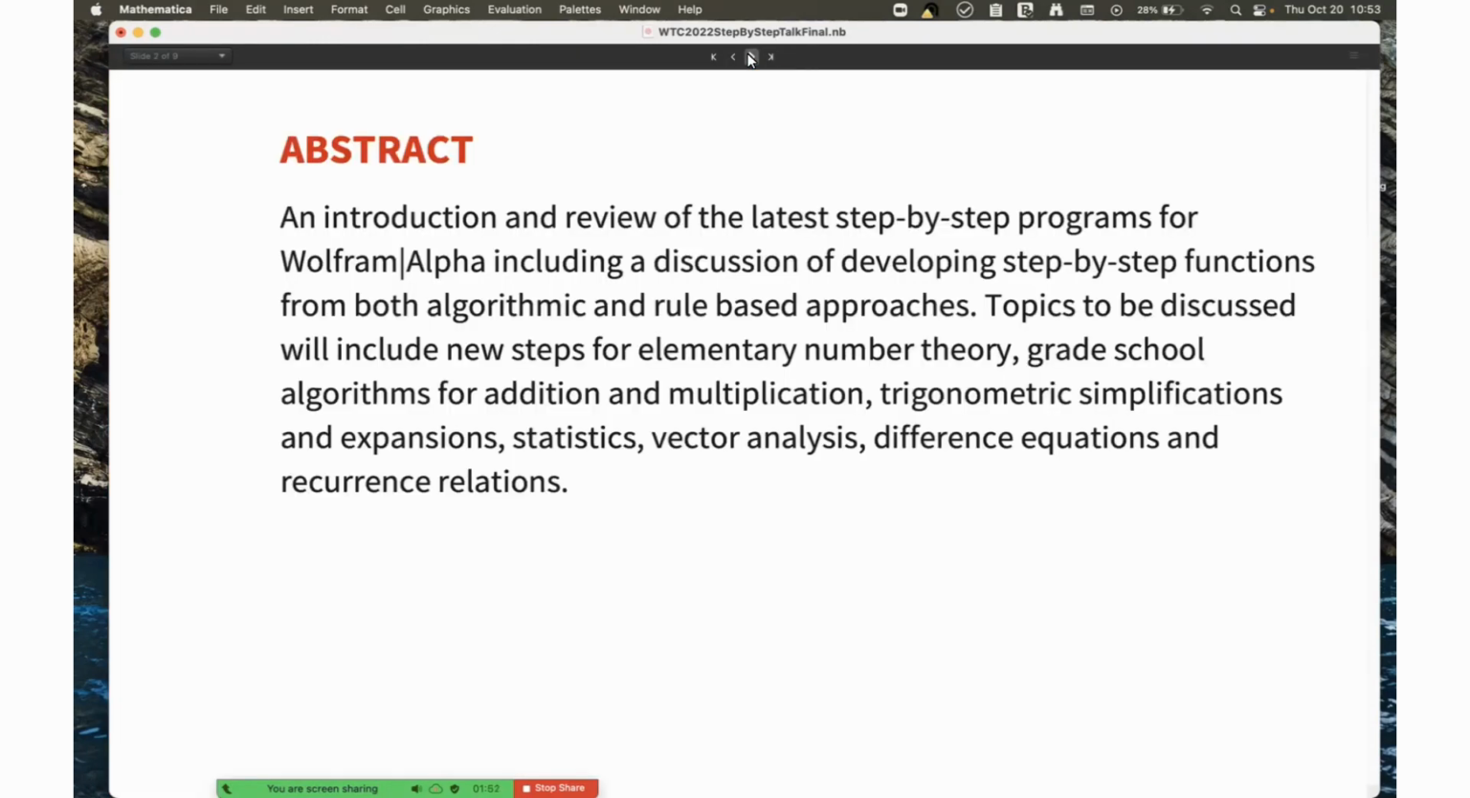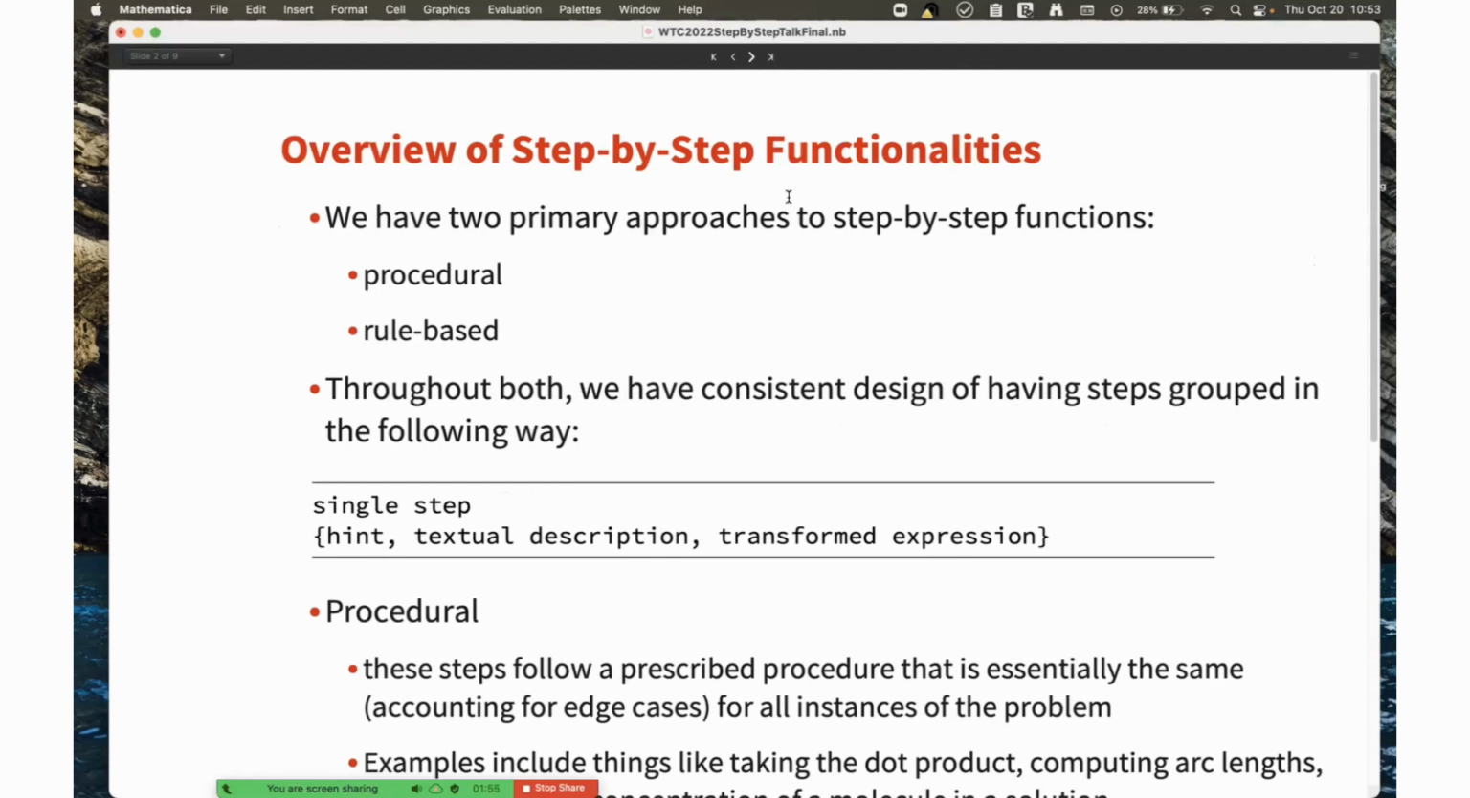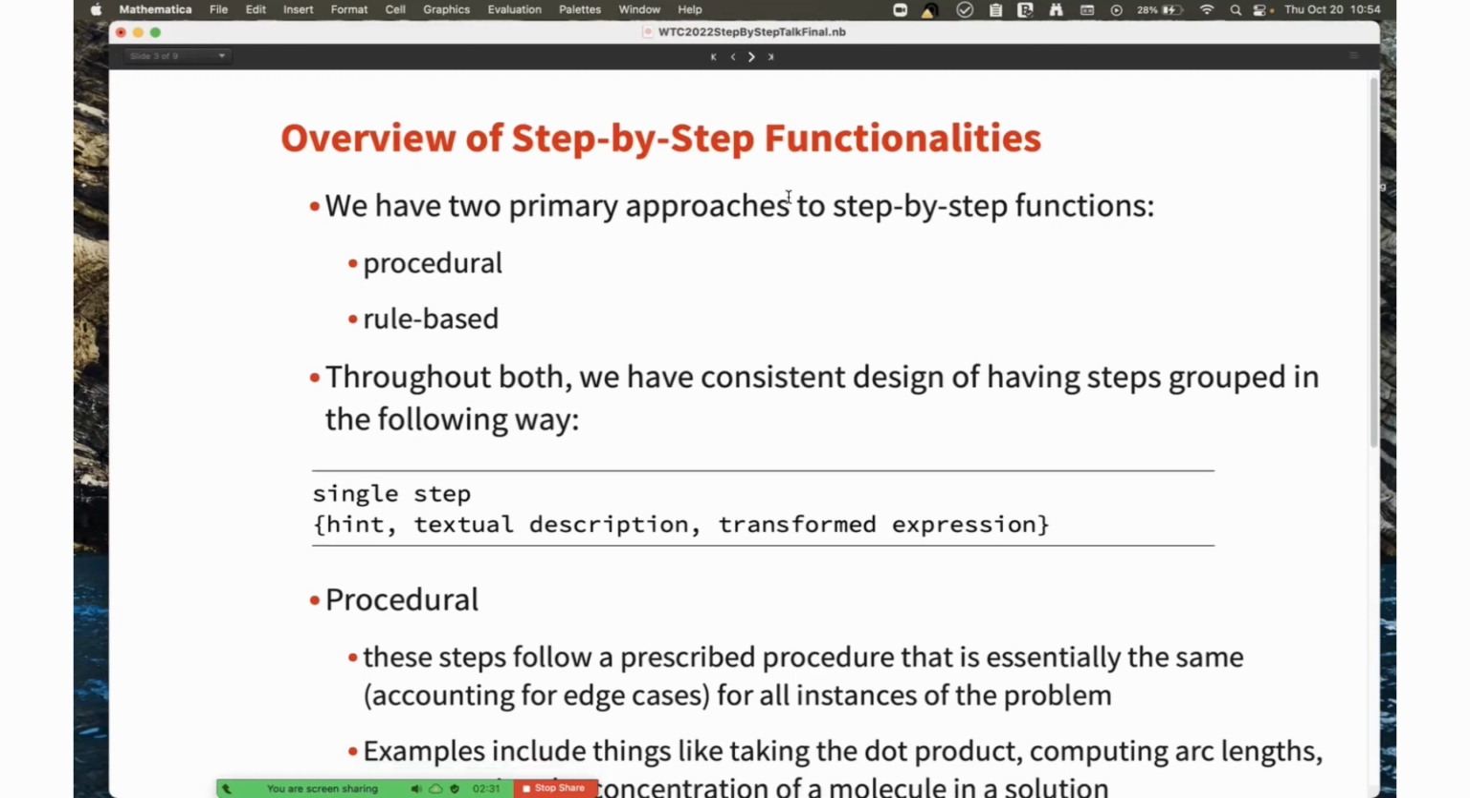So as an overview of the Wolfram Alpha step-by-step functionalities, we really have broken our approaches into two different procedures. The first and easiest to write step-by-step code is for procedural processes. This is anything like taking a dot product, figuring out linear independence, computing an arc length, something where there's essentially one or more procedures that are rote, and you do those and you get an answer.